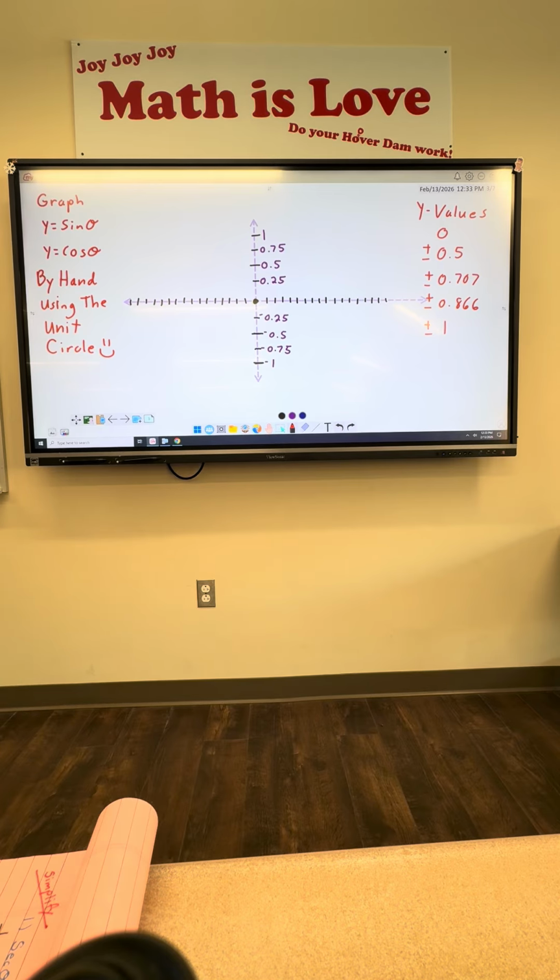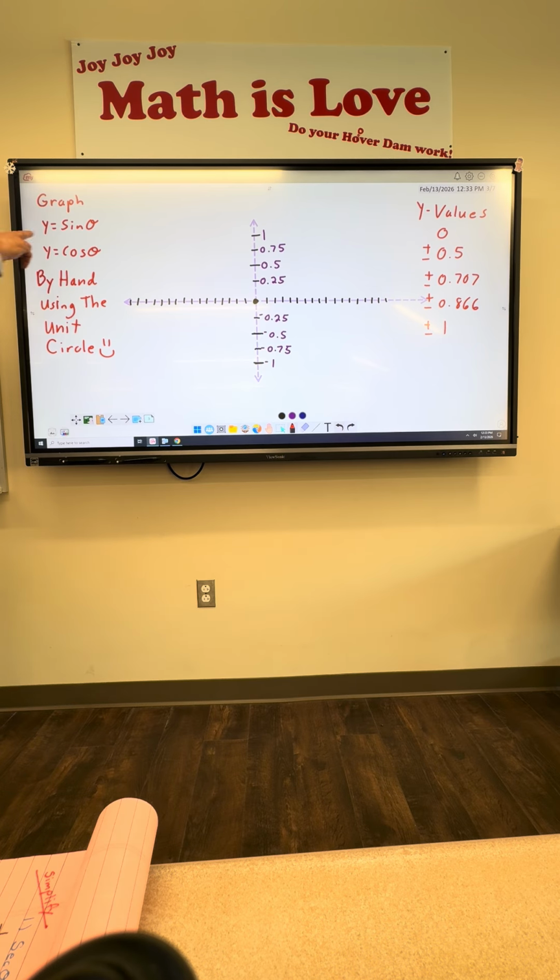Okay, today we're going to use our unit circles to graph the sine curve in its original form and the cosine curve in its original form. We're going to graph it by hand on this graphing paper. In this section, calculators aren't good at all, really. They don't do anything for us.